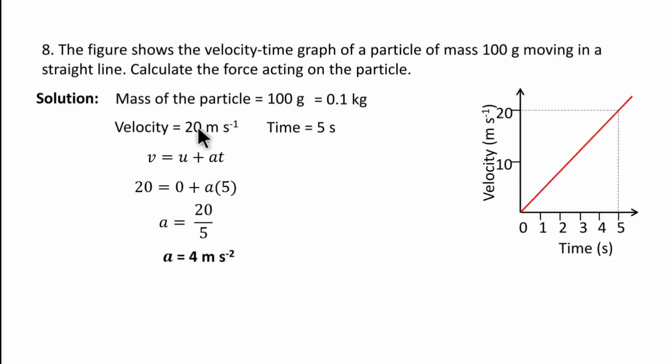Now we have to find the force which is acting on that particle. The force can be given by F is equal to m into a, mass multiplied with acceleration, where mass is 0.1 kg. So 0.1 kg into 4 meter per second squared gives us 0.4 Newton. Since we have to find the force, its unit is Newton. So 0.4 Newton is the required answer.